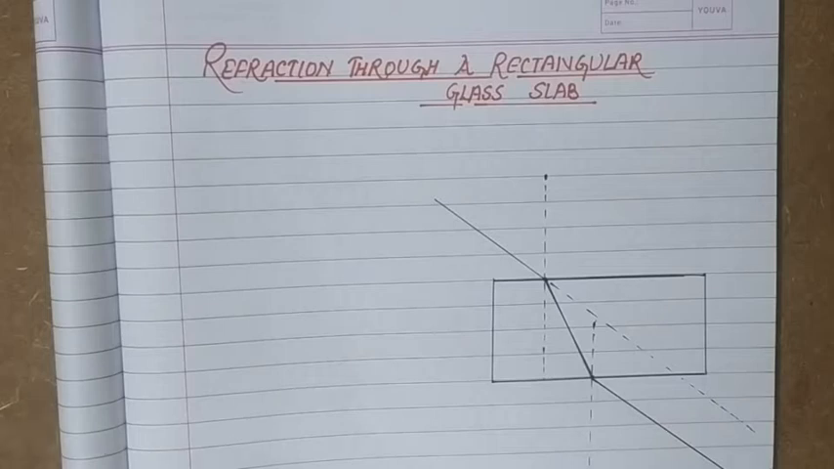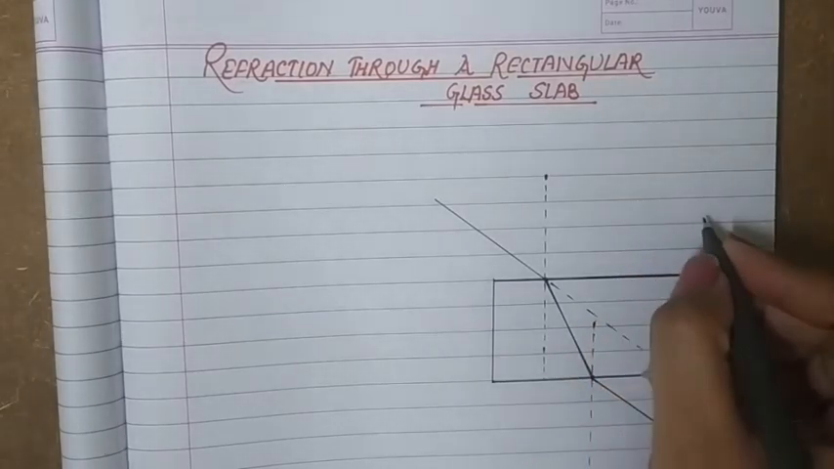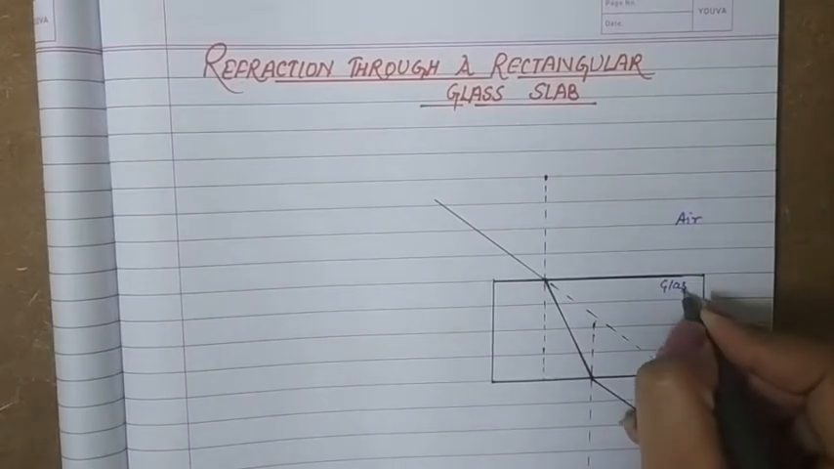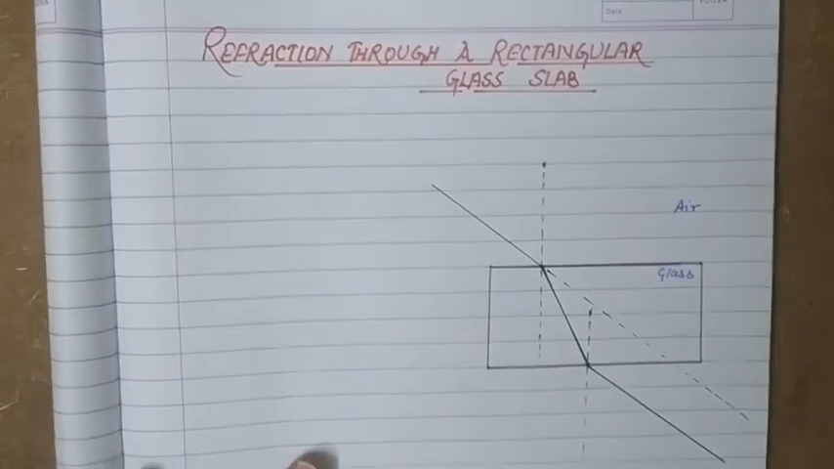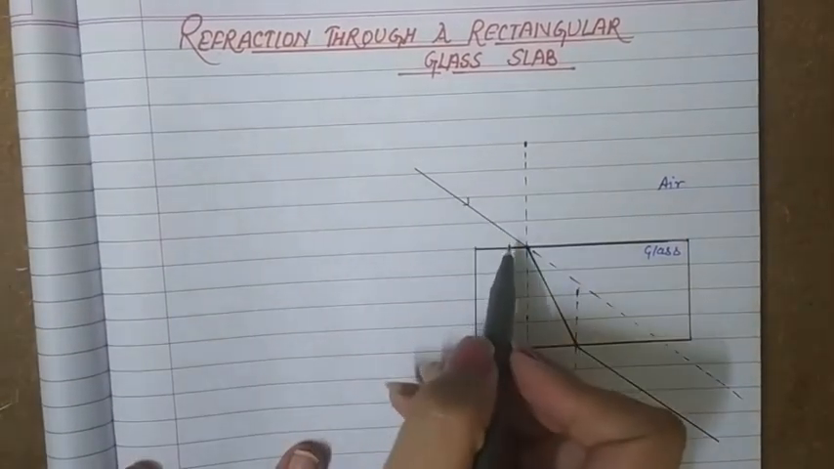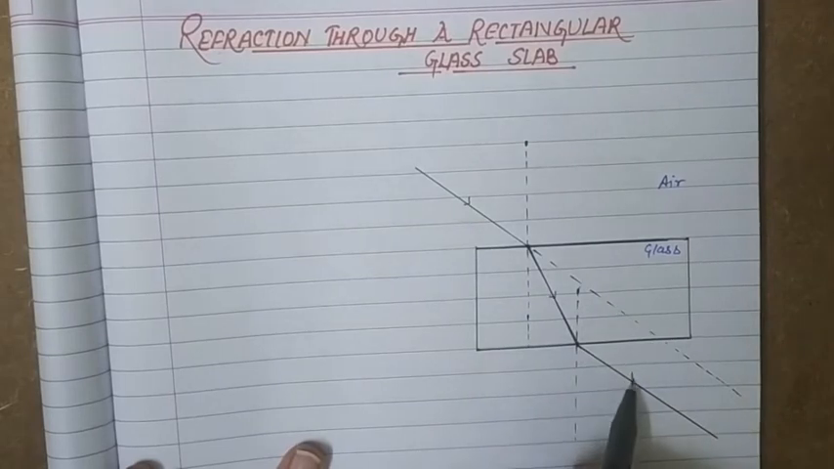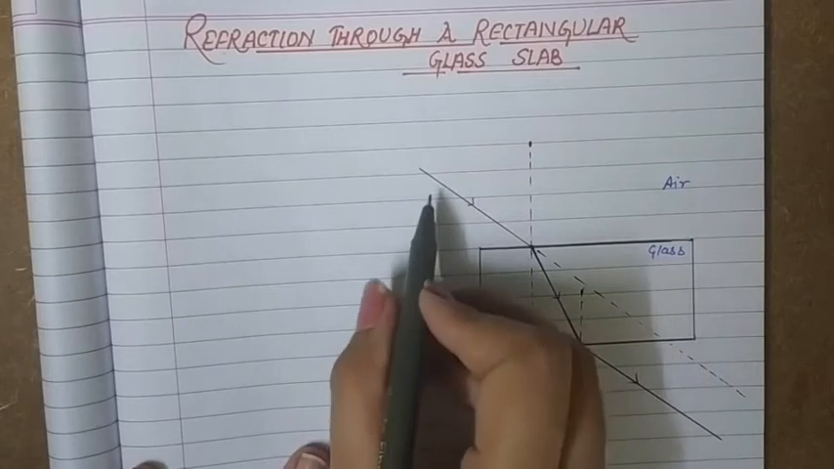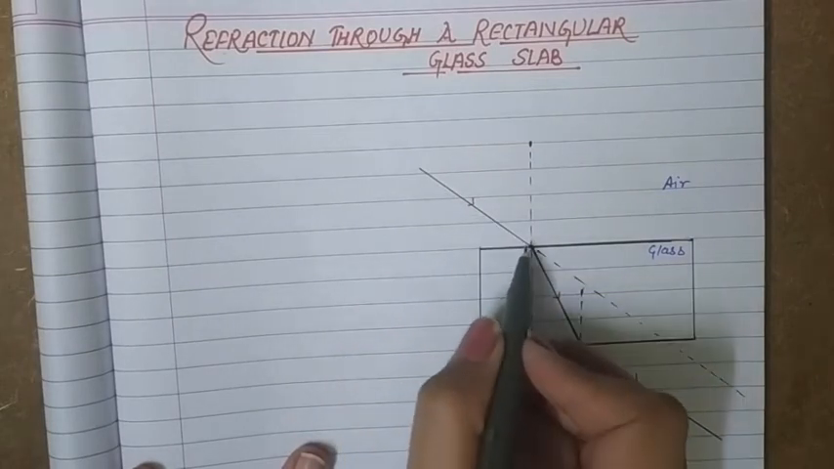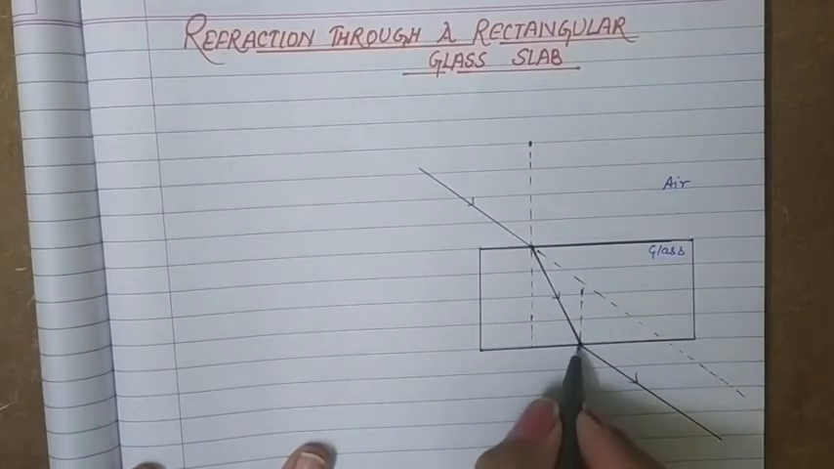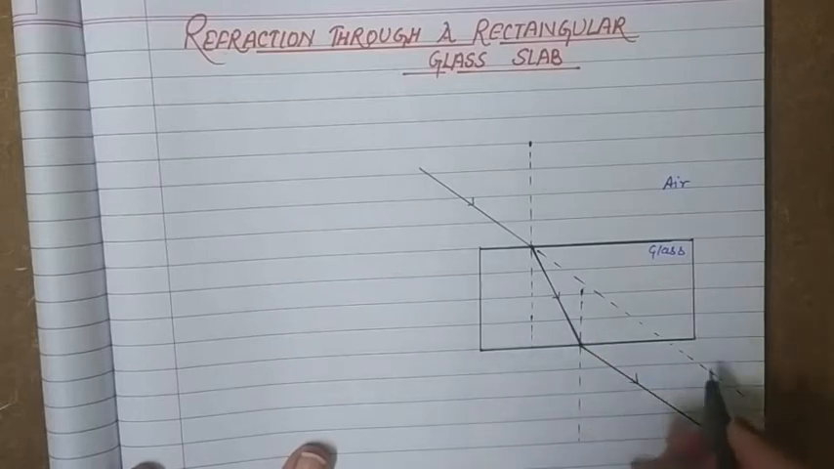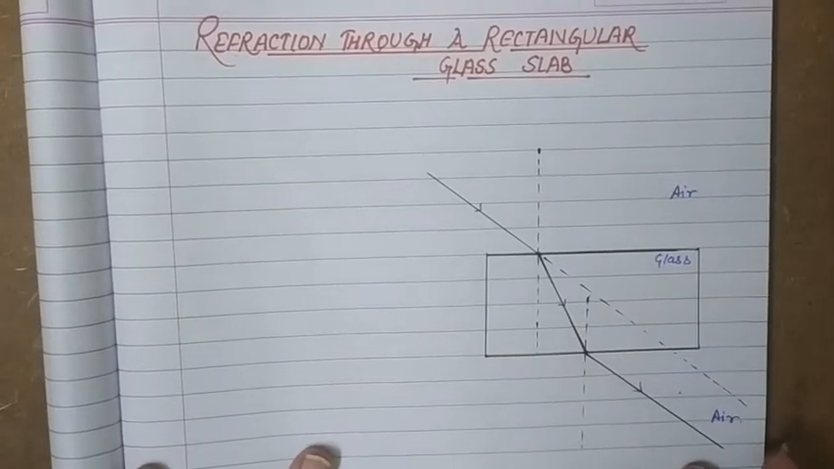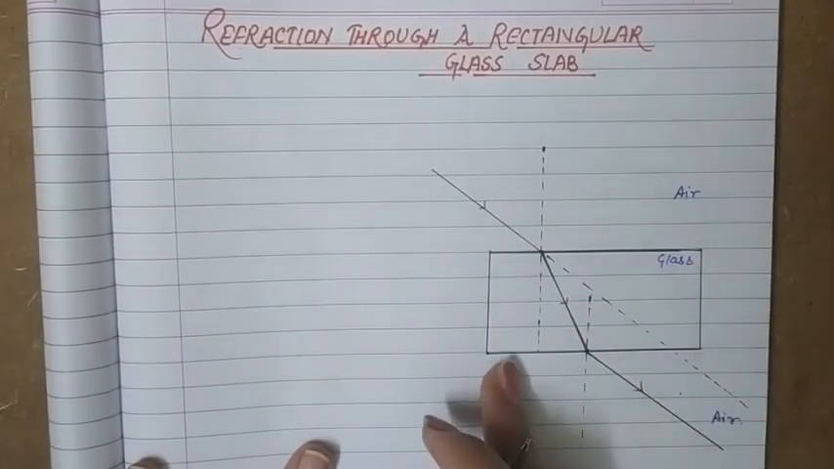Now we are going to see how it happens when we have a glass slab, because then we have two media, one is air and the other is glass. The light ray is either passing from air to glass or going from glass to air. These are two interfaces: light passes from air to glass at this point, and at this point it is moving from glass to air again. So here we are going to study refraction through a rectangular glass slab.